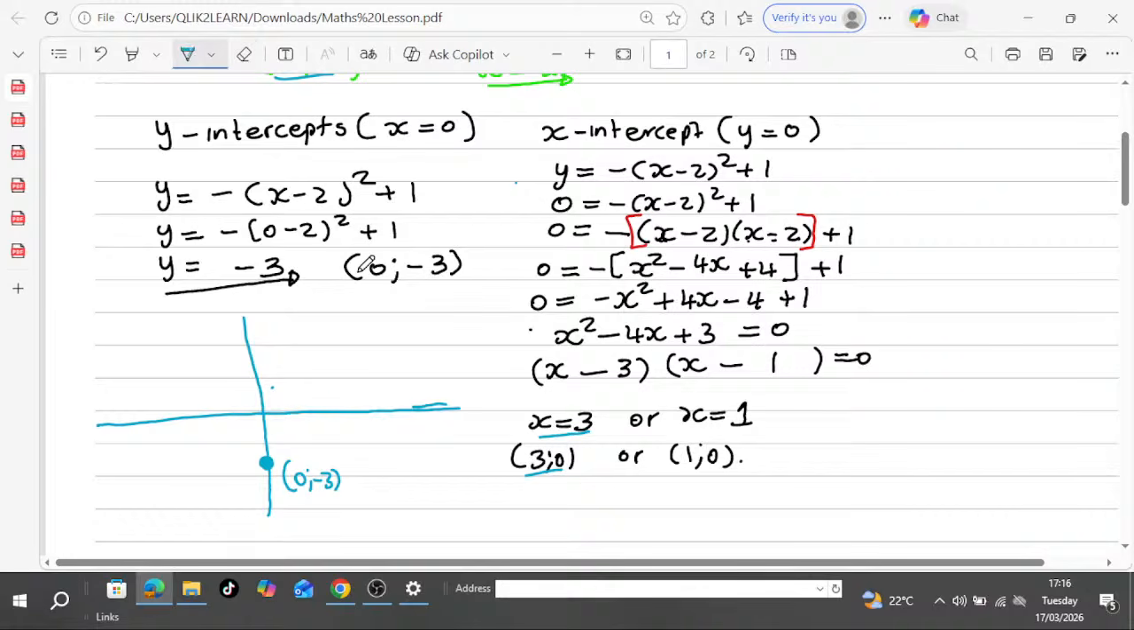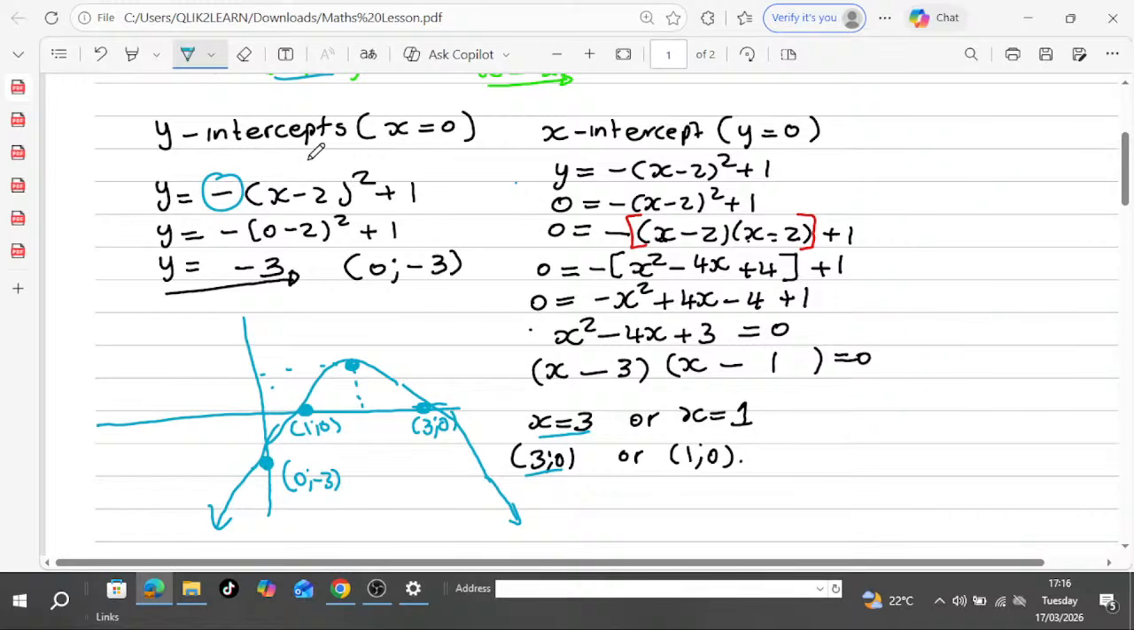Let's redraw these points. This will be 1 and 0, this will be 3 and 0. So the turning point we say is 2 and 1. So we're going to put our turning point here. But now look at this. How is the value of a? It's negative. Your graph will be concave down. So the graph will look like this. The graph is concave down. So since the graph is concave down, this is your graph.